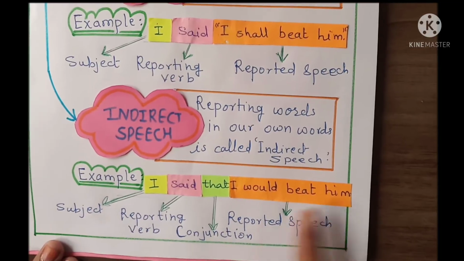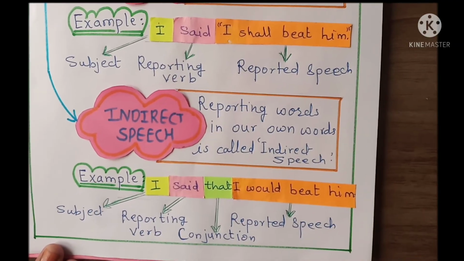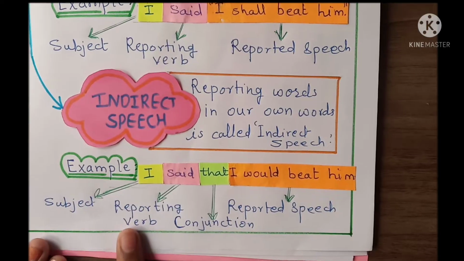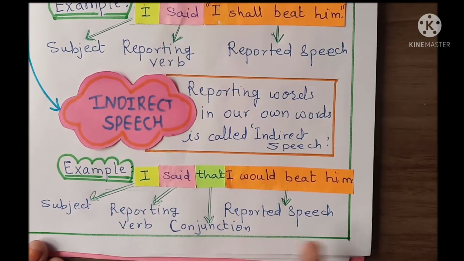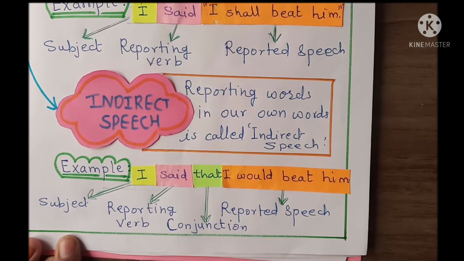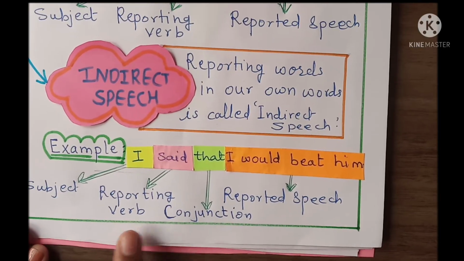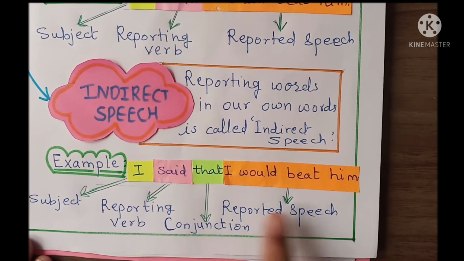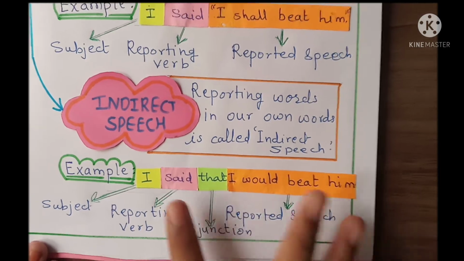Indirect speech. Here is the description of indirect speech. Here is the example: I said that I would beat him. I is the subject. Said is the reporting verb. That is the conjunction. "I would beat him" is the reported speech.